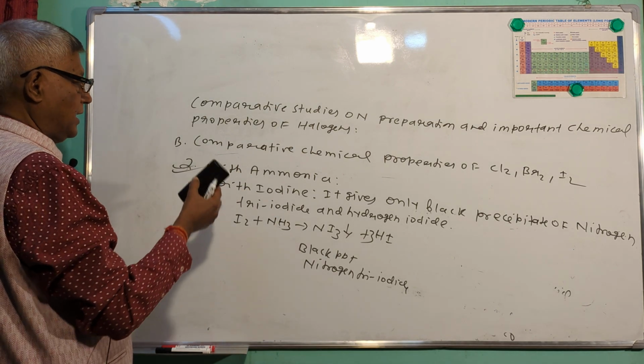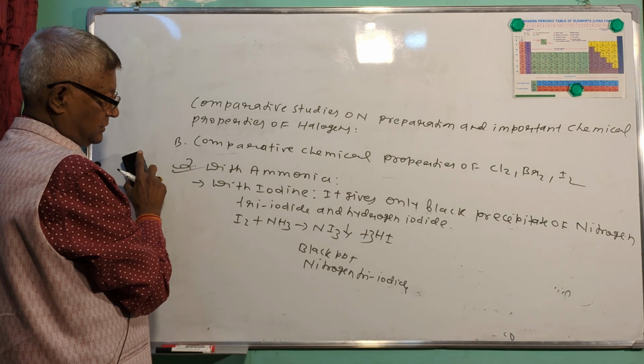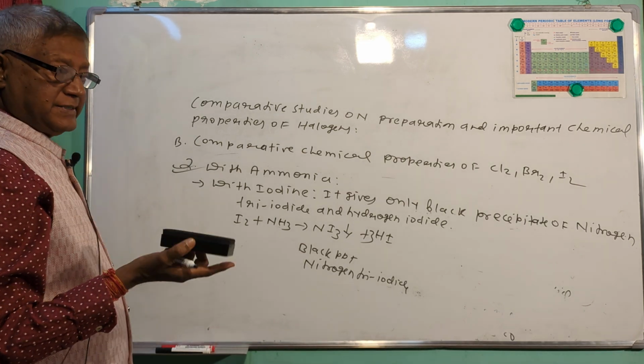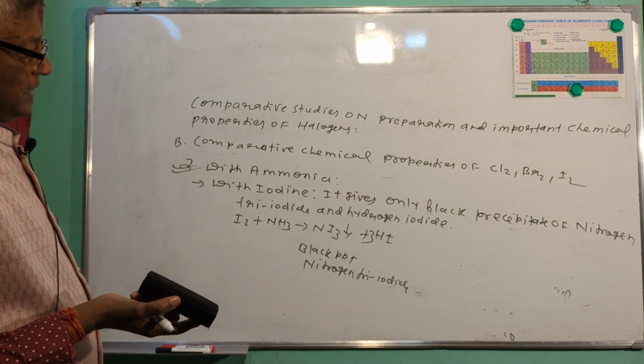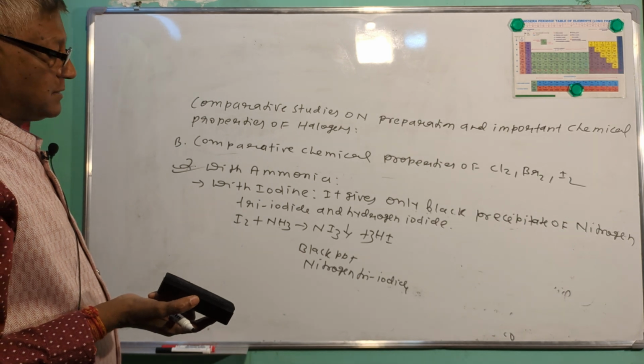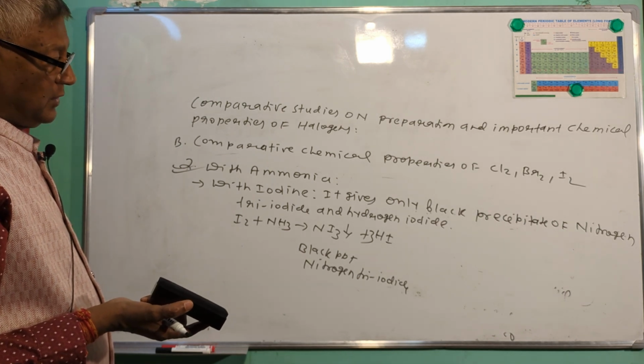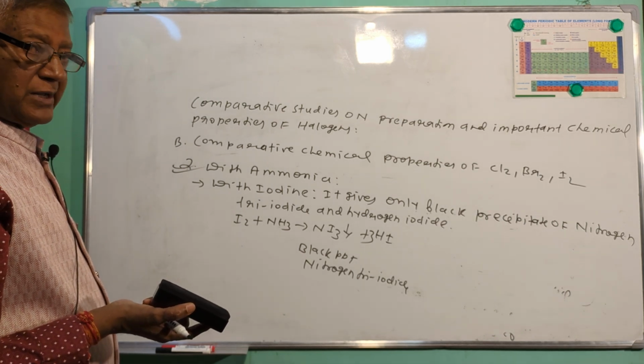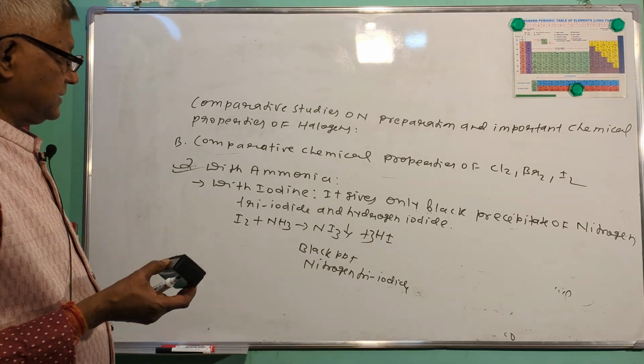Now with ammonia. Yes. So chlorine and bromine give the same reaction. In excess ammonia, what do we get? Ammonium chloride and nitrogen. With less ammonia, what do we get? Nitrogen trichloride and HCl. Yes.